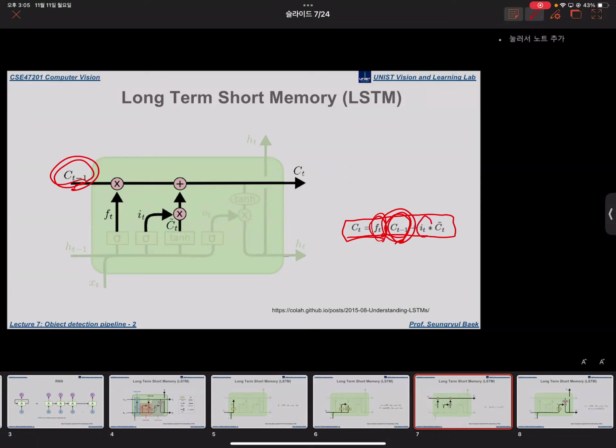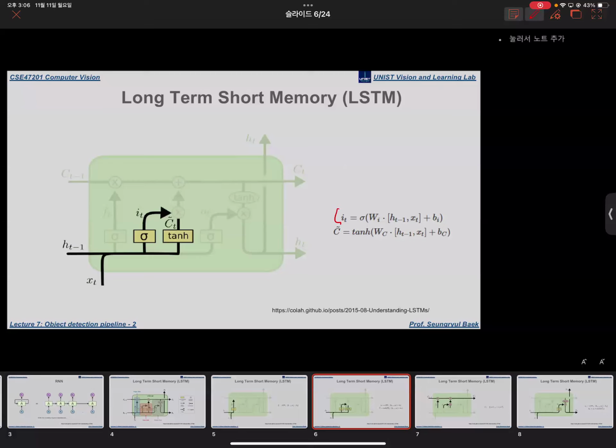And also you multiply this i of t. This is the input scalar controlling how much you will retain the input signal actually obtained from here. This i of t is also a scalar value inside this range, because you apply the sigmoid after this operation. So this i of t would also be a value between 0 and 1.